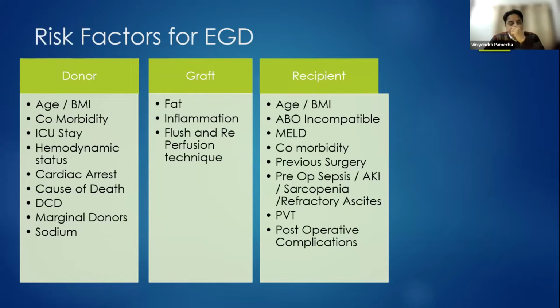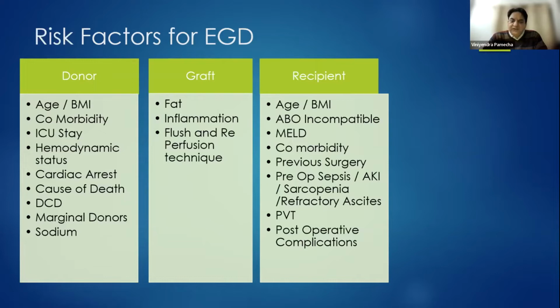Then recipient, that is the most important. What is the metabolic demand of the recipient? It is the MELD score. Then again, whether it is a group compatible or incompatible, again, comorbid status. If you're transplanting a patient with ALF or ACLF, in particular ACLF, which are very high risk, then again, they are at a high risk of developing early graft dysfunction.